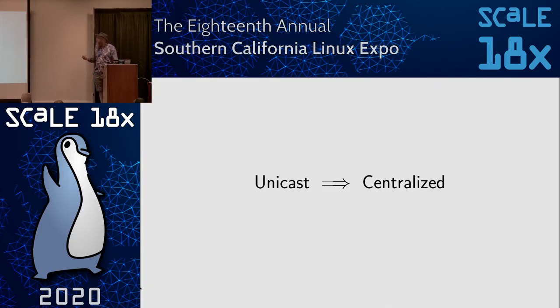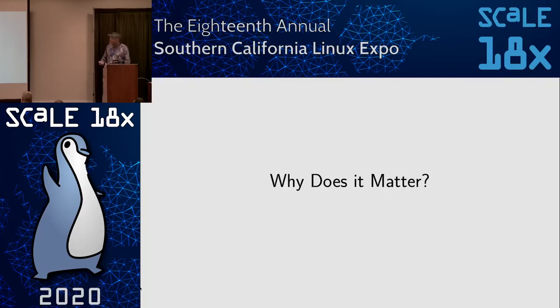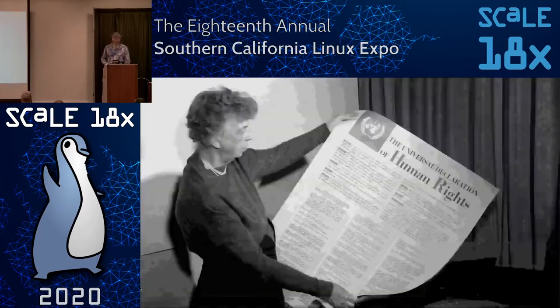Essentially, unicast leads to centralized designs. It's just what it does. To make it scale, to make it work, you need to centralize, and that's what we have now. Multicast leaves open the possibility of decentralized designs. But why does any of it matter, really?